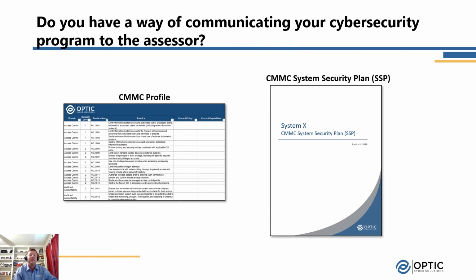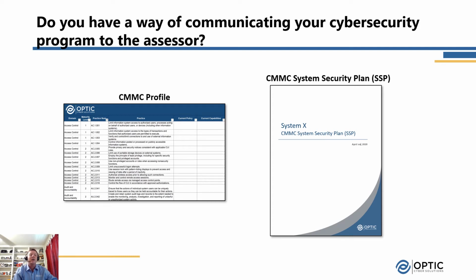So once we have implemented those practices, we also need to be able to communicate what we've implemented to the certifier. So when the assessor comes in, we're able to explain to them how we have met each of the practices. So we recommend starting with something such as a CMMC profile, especially if you're a level 1 organization.